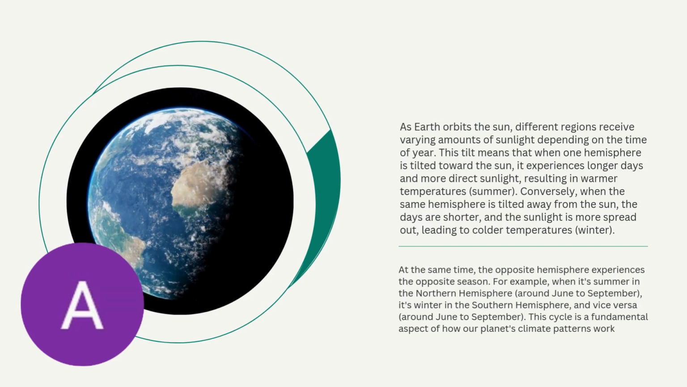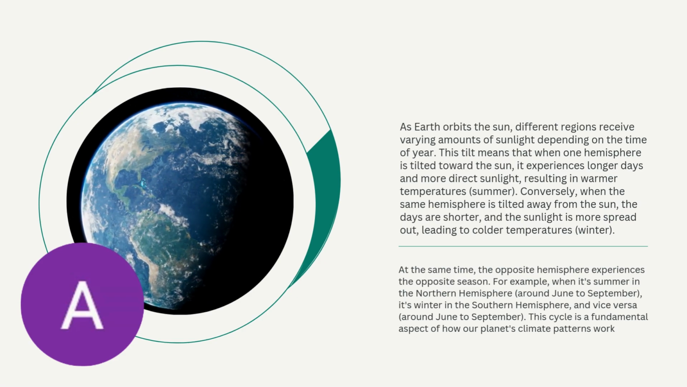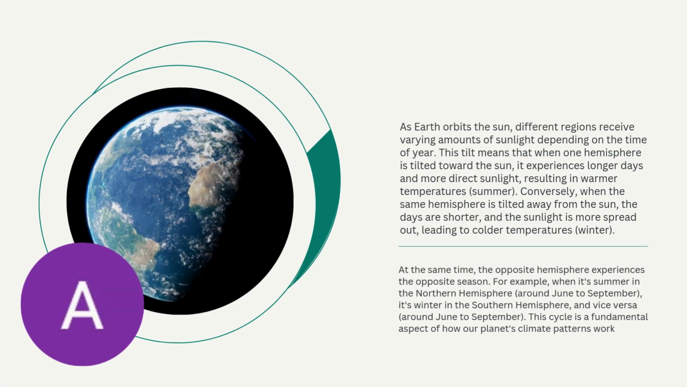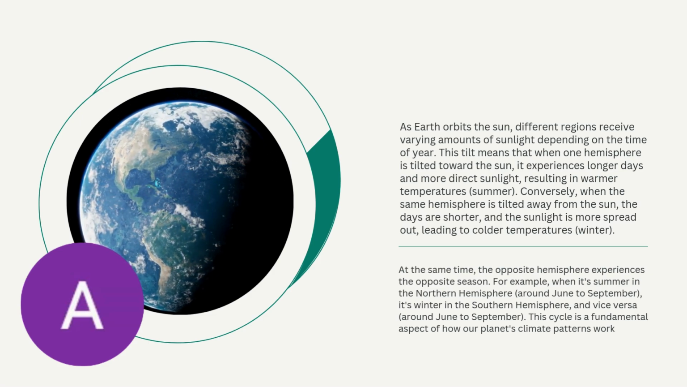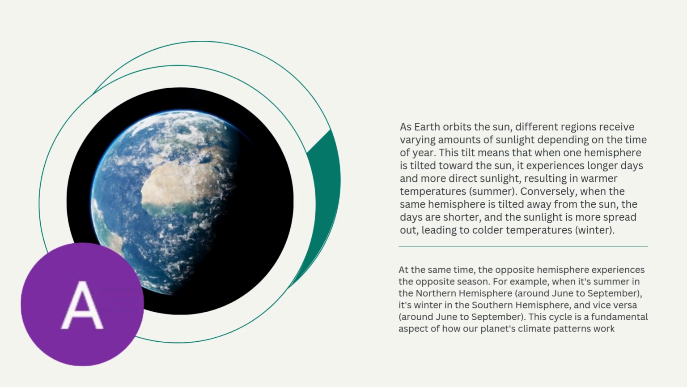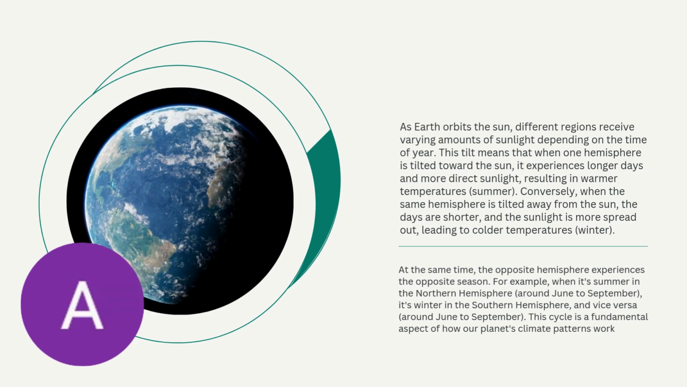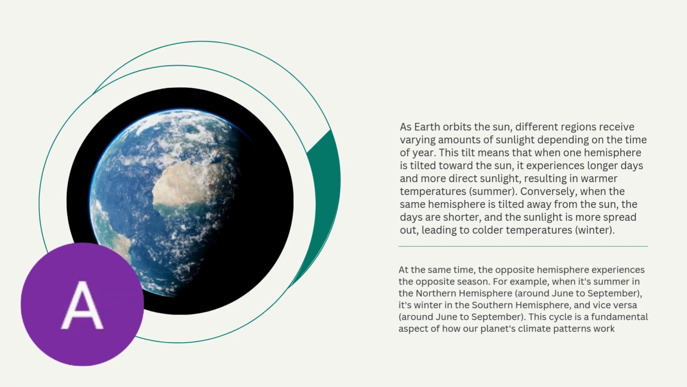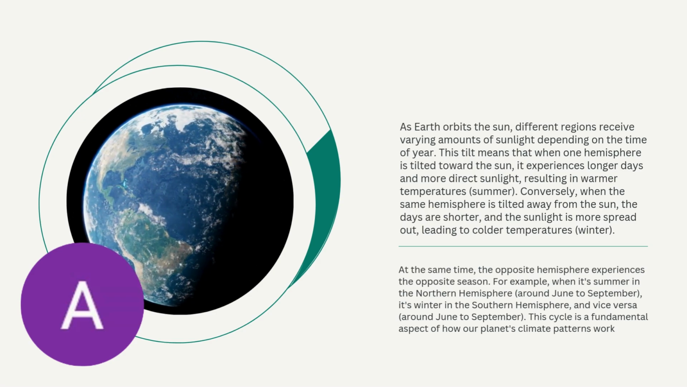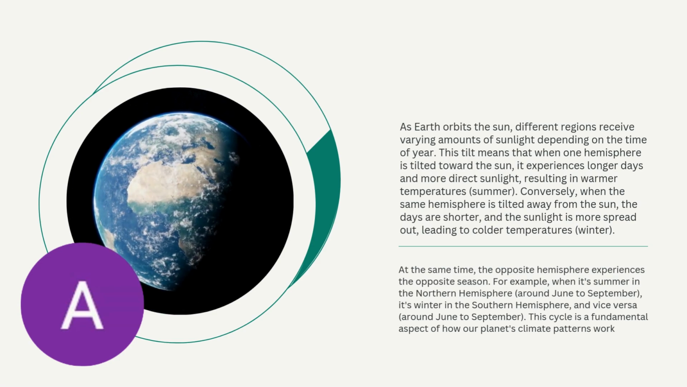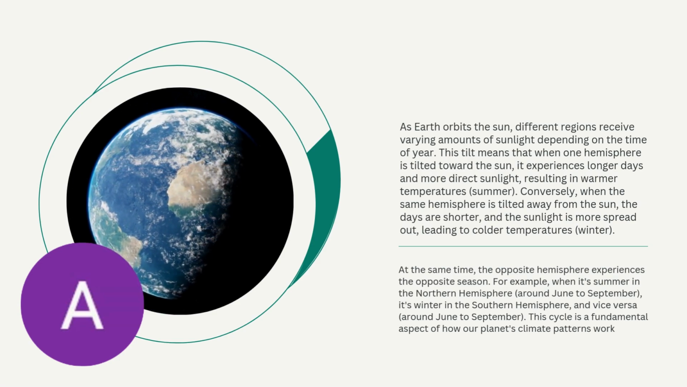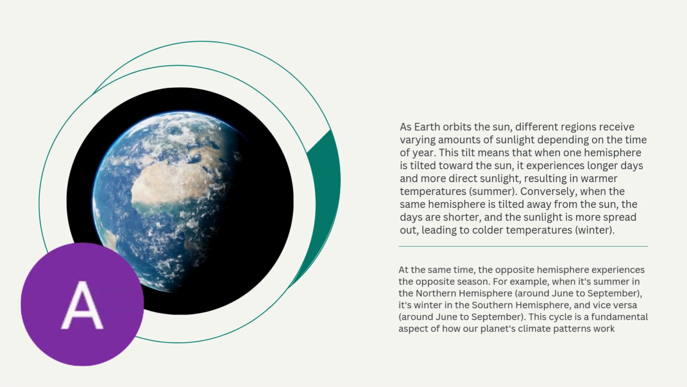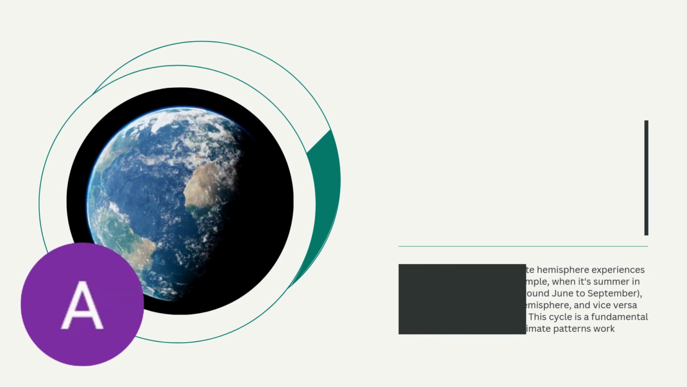Conversely, when the same hemisphere is tilted away from the Sun, the days are shorter and the sunlight is more spread out, leading to colder temperatures. Winter. At the same time, the opposite hemisphere experiences the opposite seasons. For example, when it's summer in the northern hemisphere around June to September, it is winter in the southern hemisphere, and vice versa. This cycle is the fundamental aspect of how our planet's climate patterns work.